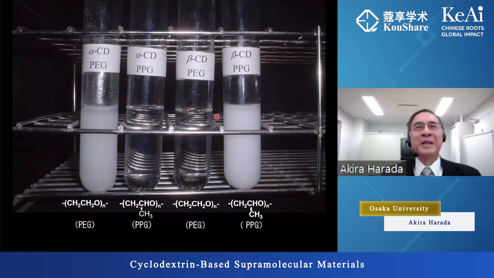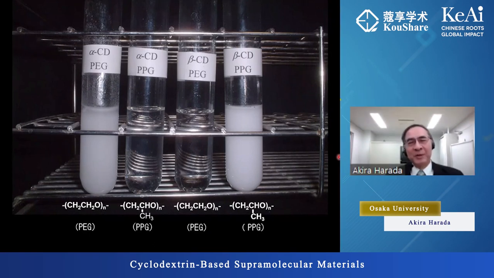What happened? There are some possibilities. Polymers include cyclodextrins, or cyclodextrins include polymers. Do you have any ideas to prove the structures of the complexes? Please think about it.